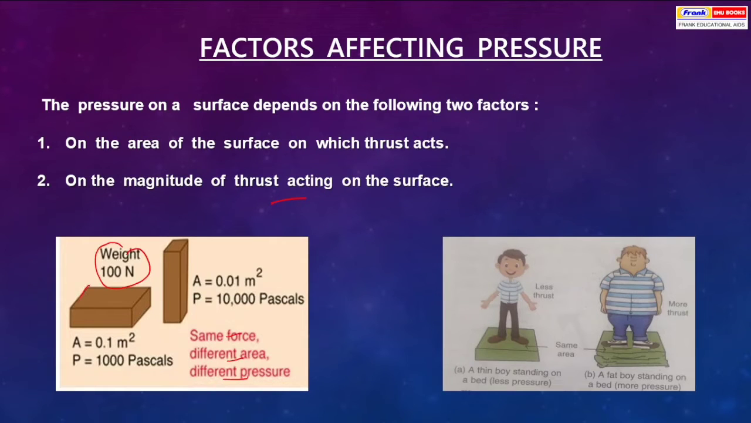This brick is lying on the surface. It is covering more area, hence it will exert less pressure. This brick also has the same weight, but since it is covering lesser area, it will have more pressure. So the lesser the area, the more will be the pressure for the same thrust.